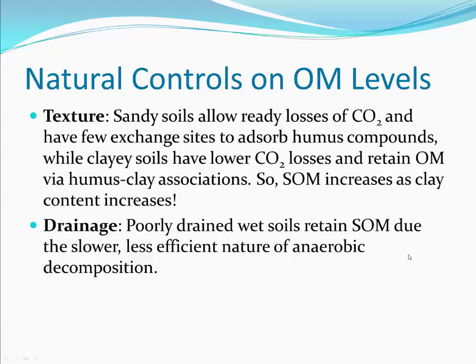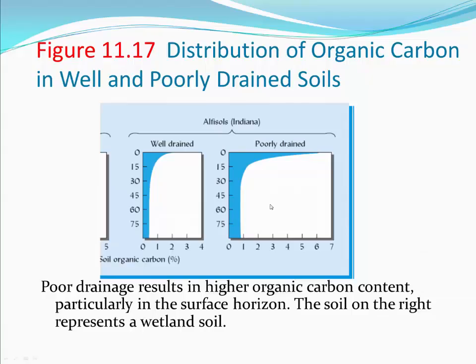And then drainage. Poorly drained wet soils retain soil organic matter relative to drier soils because anaerobic decomposition is less efficient than aerobic decomposition. So soils that are well drained have a lot of oxygen in them, and so we get aerobic decomposition, and it fairly well leaves us with a smaller soil organic carbon percentage. Even at the surface it won't be as high.